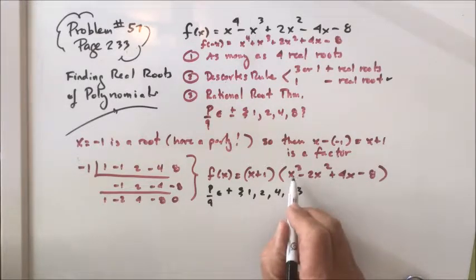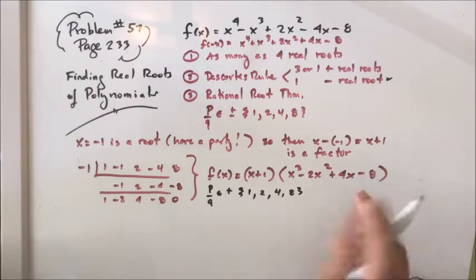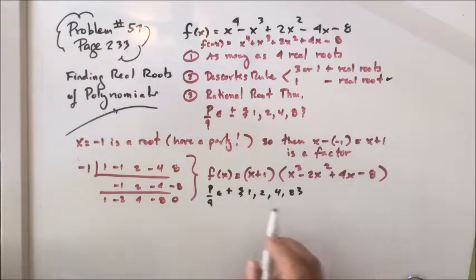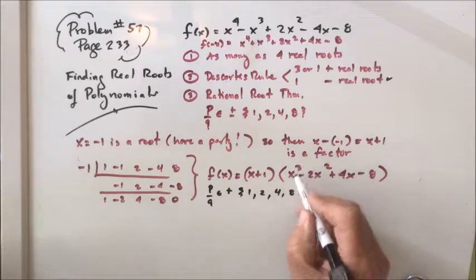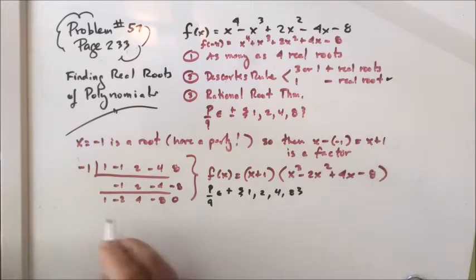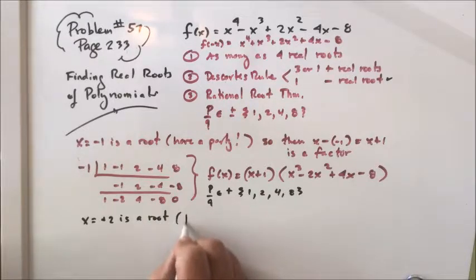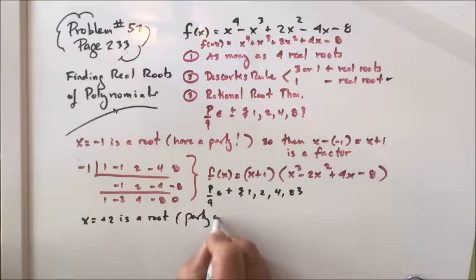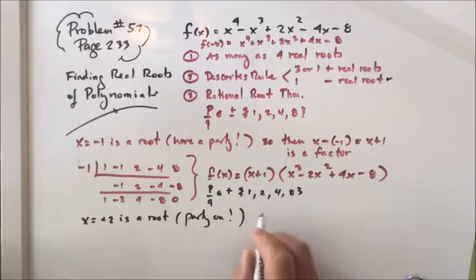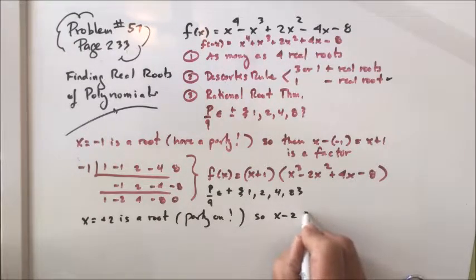1 looks like it fails us. Here's 1 minus 2 plus 4 is 4, minus 8. 1 didn't make it. Let's see if we get lucky with 2. 2 cubed is 8, minus 8, and 8 minus 8. x equals positive 2 is a root. Party on. Okay, and that means x minus 2 is a factor.